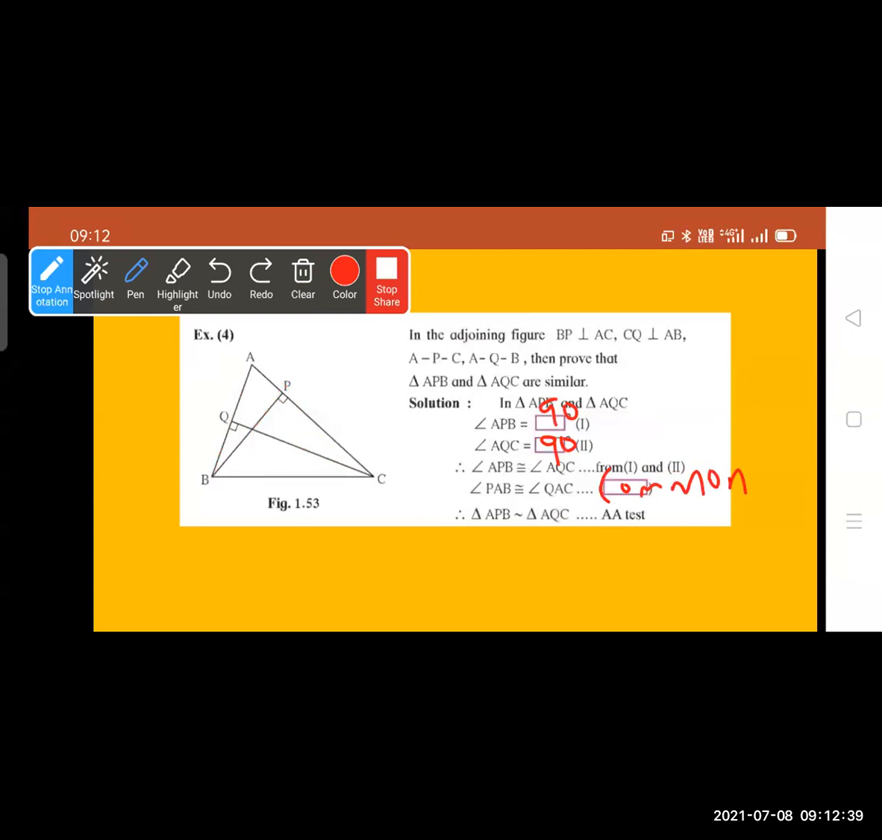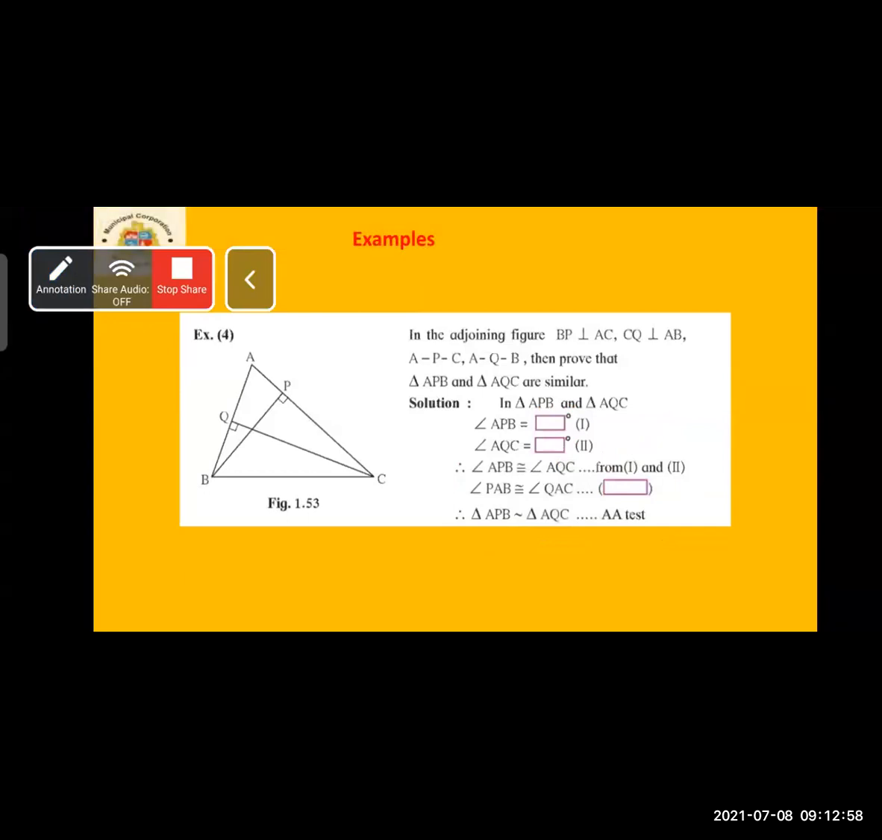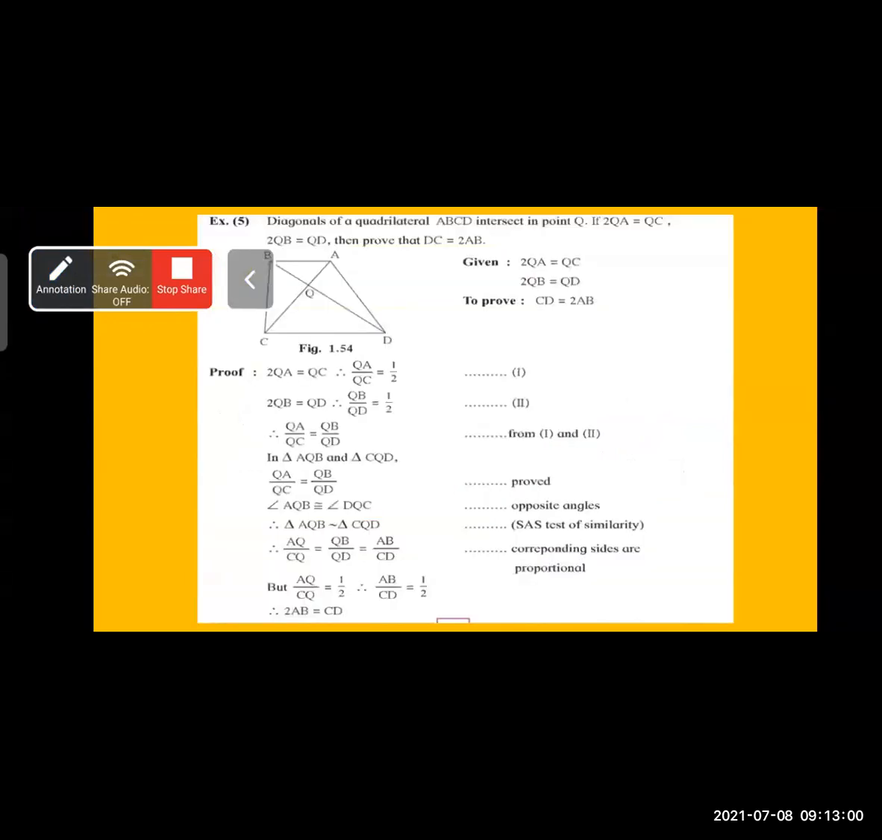See students, here two angles are congruent and the third one is also congruent. Then we say that triangle APB is similar to triangle AQC by the AA test of similarity. In such a way we solve textbook question number 4. And now the next one is question number 5.